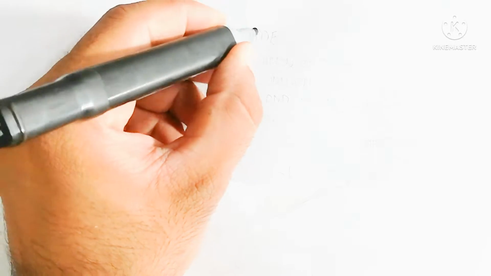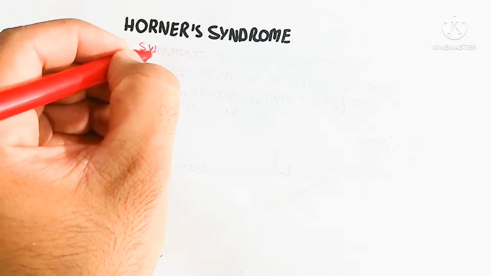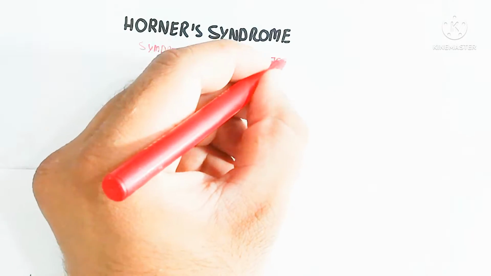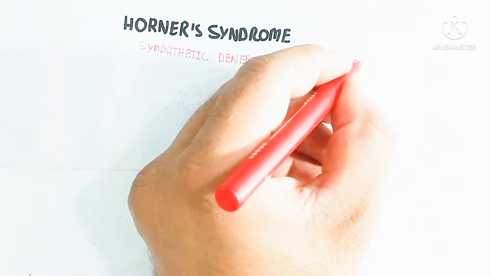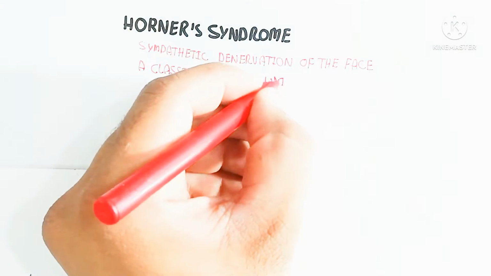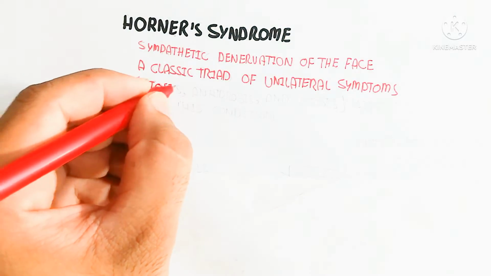Hello, in this video we will discuss Horner syndrome. Horner syndrome is basically characterized by damage to the nerves, specifically the sympathetic nerves. So the sympathetic denervation of the face causes a classic triad of unilateral symptoms: ptosis, anhidrosis and miosis.